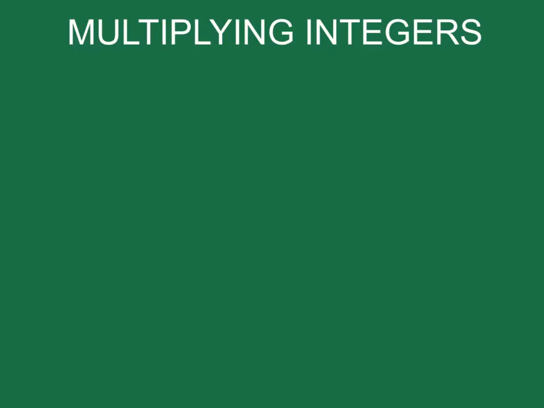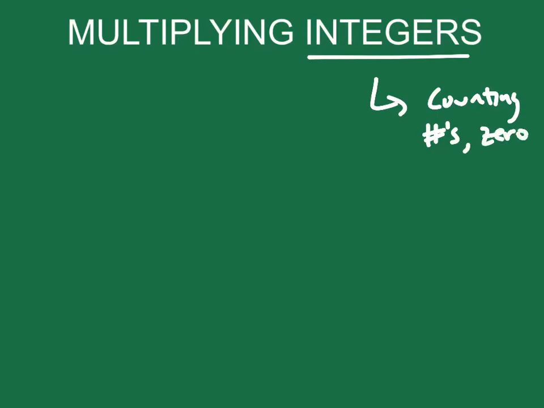Hi there. In this video, we're going to be talking about multiplying integers. And remember that when we talk about integers, we're talking about positive and negative numbers. So counting numbers, 0, and their opposites, okay? And so we've talked about adding integers, subtracting integers. Now we have to talk about multiplying integers.